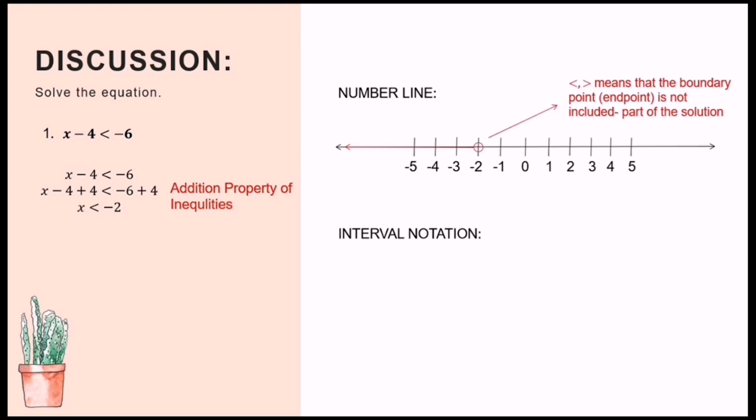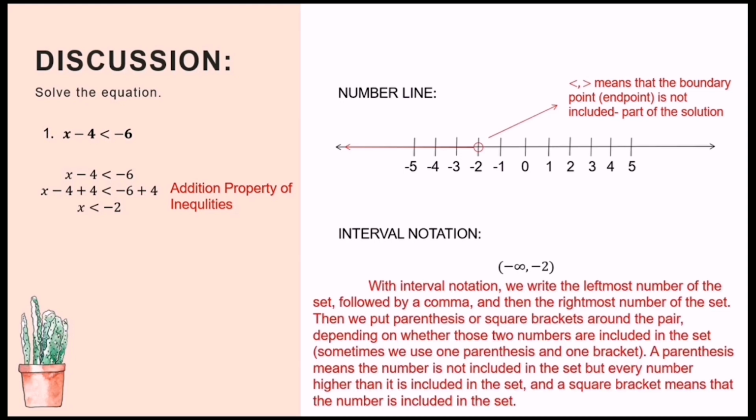The next step in solving the inequality, we write the interval notation of the inequality x is less than negative 2. With interval notation, we write the leftmost number of the set, which are the numbers less than negative 2: negative 3, negative 4, negative 5, and so on. So that means it is negative infinity, followed by a comma, and then the rightmost number of the set, which is negative 2.